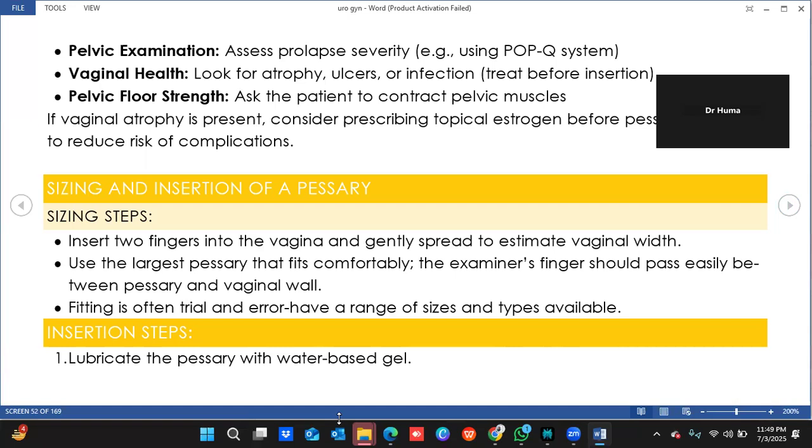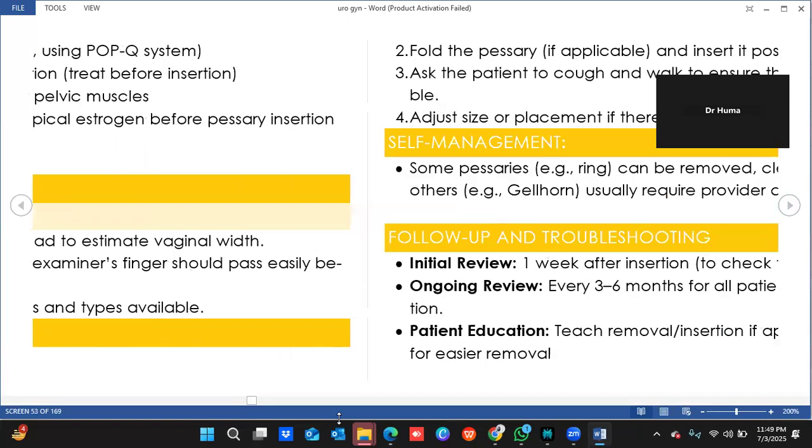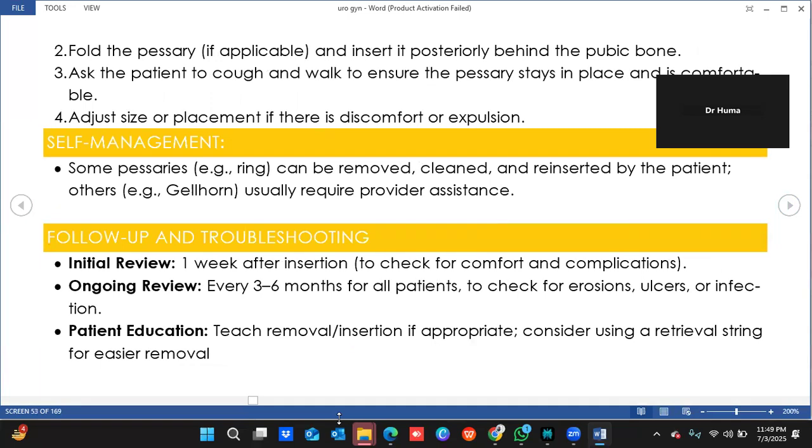Then you must lubricate it. Then you have to ask the patient to cough. You will tell her to walk, and you will check whether the size is appropriate or not. Then you will counsel her about the follow up and the replacement of the pessary.